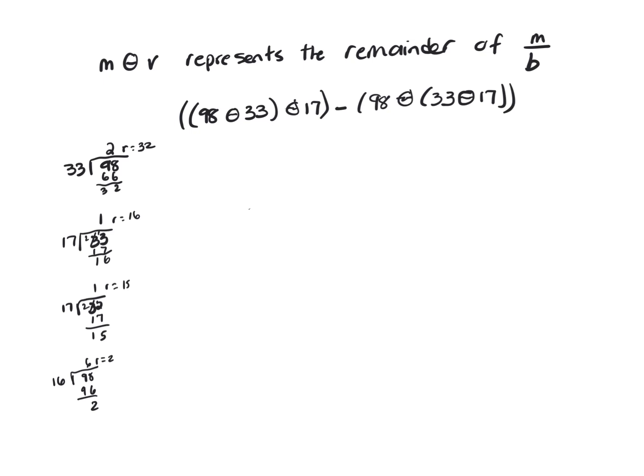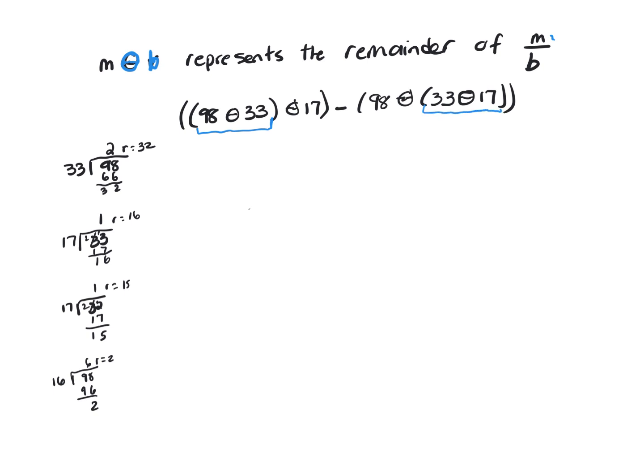The problem tells you that m, and then this symbol, whatever you want to call it, divided by b represents the remainder of m divided by b. It's b. All right, so we've got grouping symbols, and we need to do what's inside the grouping symbols first.